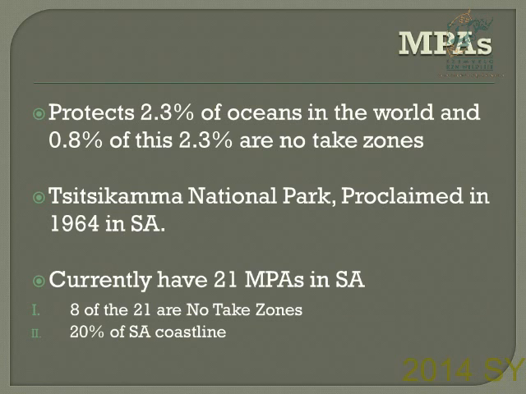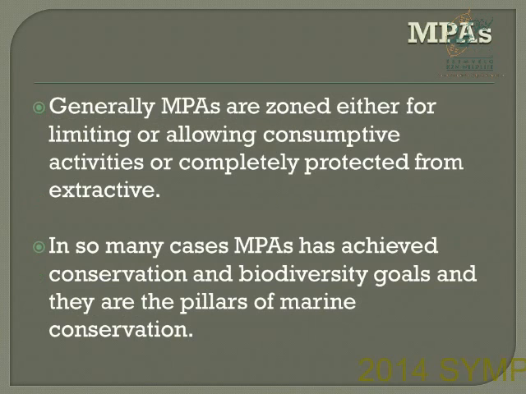So looking at the stats, we have about 2.3% of our oceans in the world as MPAs, and of that 2.3%, 0.8% are no-take zones. In South Africa, the first MPA was proclaimed in 1964, which was Tsitsikamma, and currently we have about 21 MPAs. 8 of those are no-take zones, and that covers about 20% of our coastline. So generally, MPAs are either limiting or allowing consumptive activities, or completely protected from extractive activities.